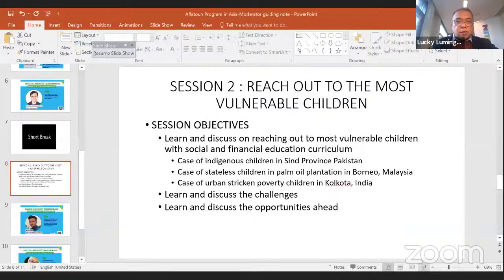Yeah, in session 2, we will learn and discuss how to reach out to the most vulnerable children. We have several session objectives. One is to learn and discuss vulnerable children with social and financial education curriculum. We have 3 different cases in our session today. One case is the indigenous children in Sindh province, Pakistan. The second, stateless children in palm oil plantation in Borneo, Malaysia. And the third case is urban stricken poverty children in Kolkata, India.